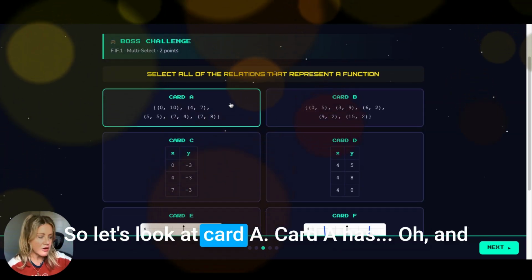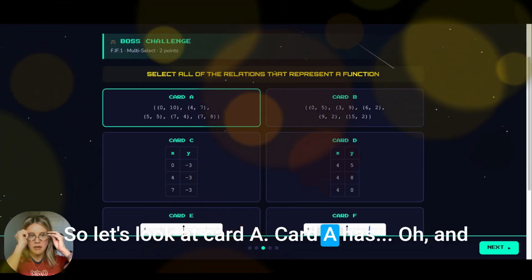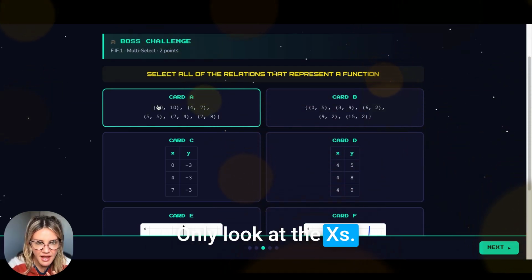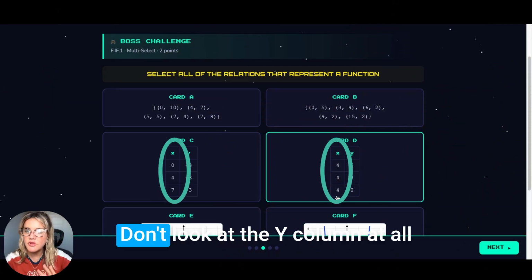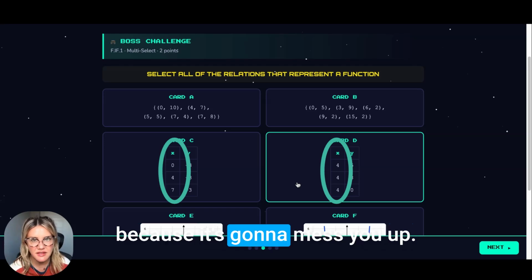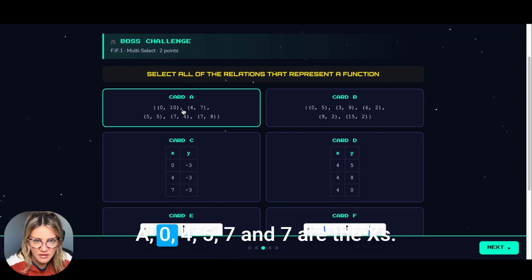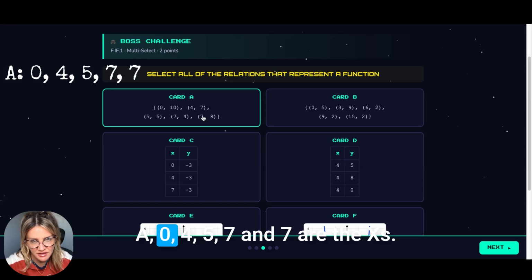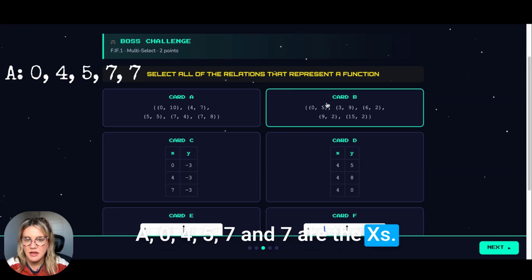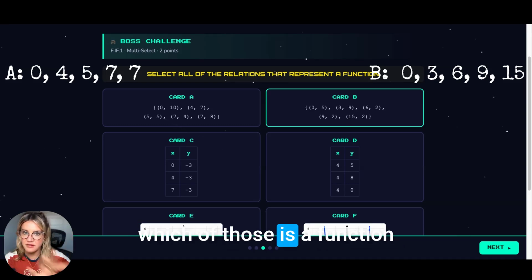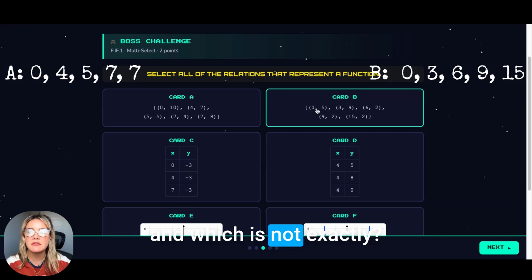So let's look at card A. Card A has, oh, and I want to tell you, don't even look at the y's. Only look at the x's. Only look at that x column. Don't look at the y column at all because it's going to mess you up. Let's look at card A. In card A, 0, 4, 5, 7, and 7 are the x's. In card B, 0, 3, 6, 9, and 15 are the x's, right? Which of those is a function and which is not?